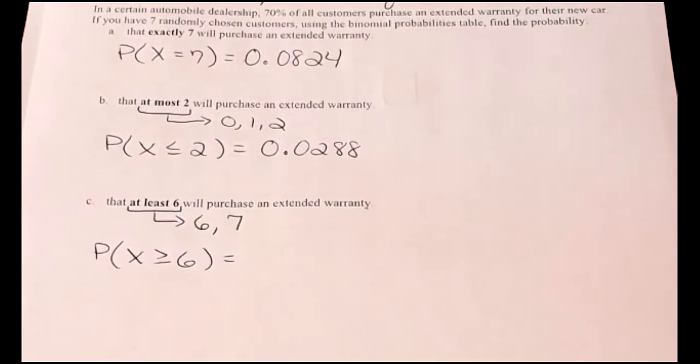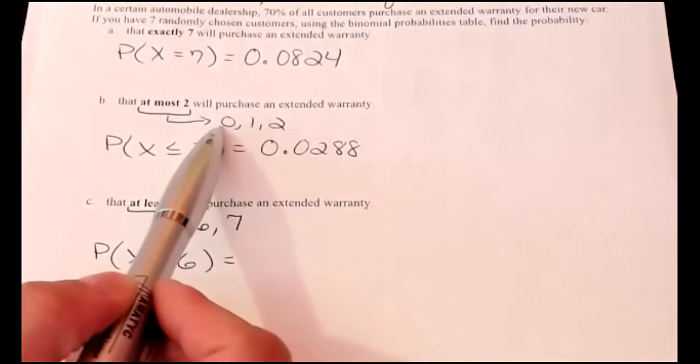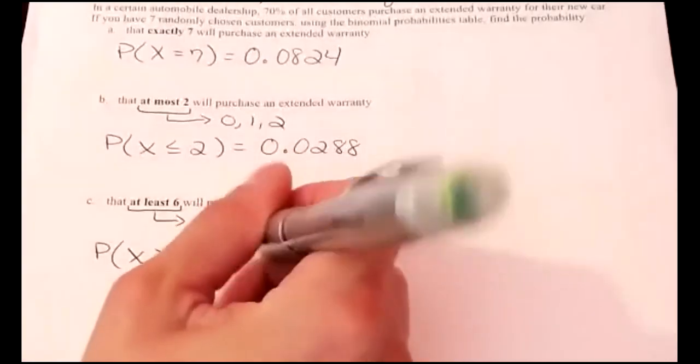For B, did you add all of them in the column? For part B, I only added the probabilities of 0, 1, and 2, just those first 3 numbers. Thank you. You're welcome. So 6 would be 0.2471, yes, and 7 would be 0.0824. Yes, perfect.